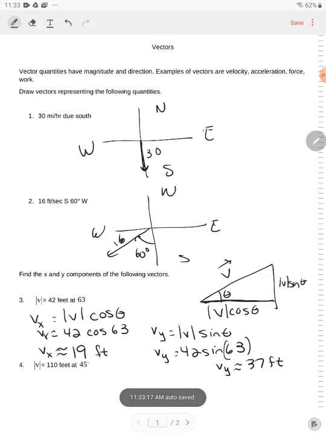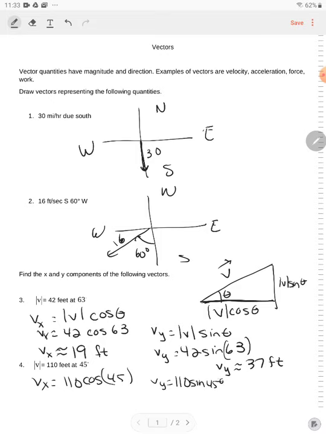Okay, magnitude of V at 45 degrees. Vx is equal to 110 cosine of 45. Vy is equal to 110 sine of 45. So Vx is equal to, and again, I'll round to the nearest whole number, I get 77.78, so we'll say approximately 78 feet. And Vy is 110 times sine of 45, which is approximately 78 feet.